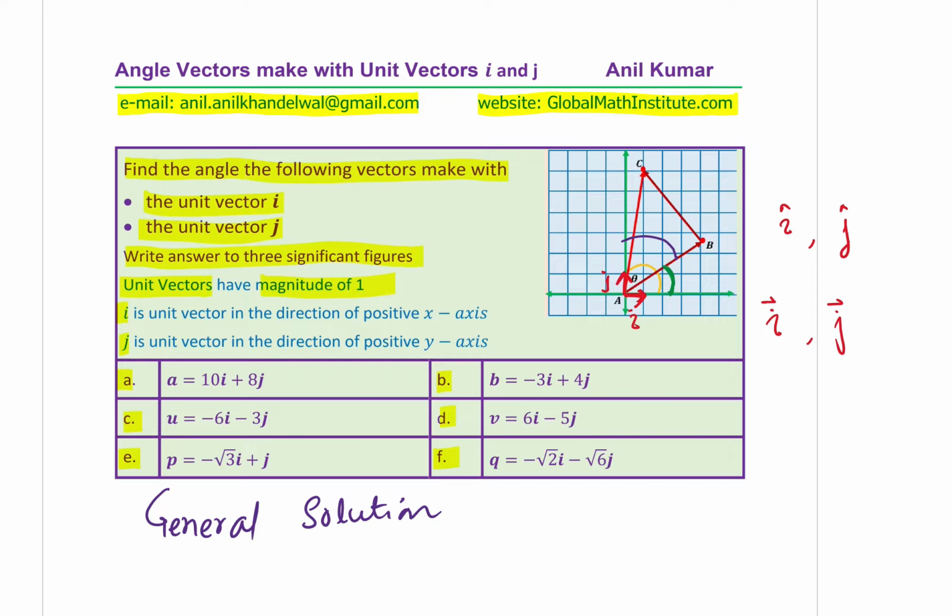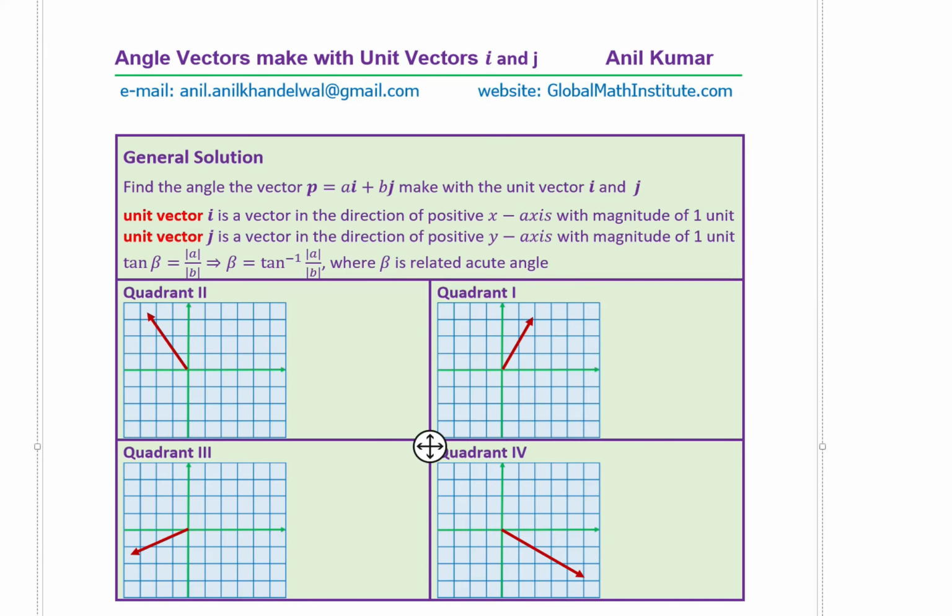The important thing here is when you want to find the angle which a vector makes with x-axis and y-axis, we have to apply a strategy depending on in which quadrant the vector is. So the vectors shown here are in all different quadrants one by one, and you'll learn the strategies. Okay, so let's discuss the general method. So here we'll take up the general solution.